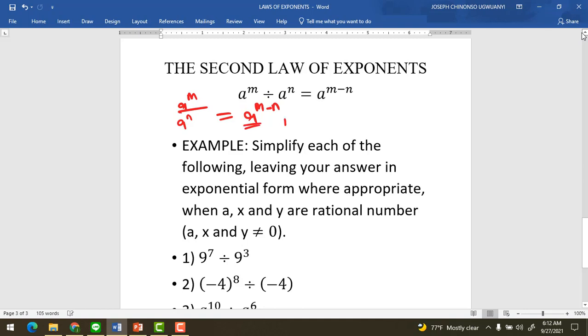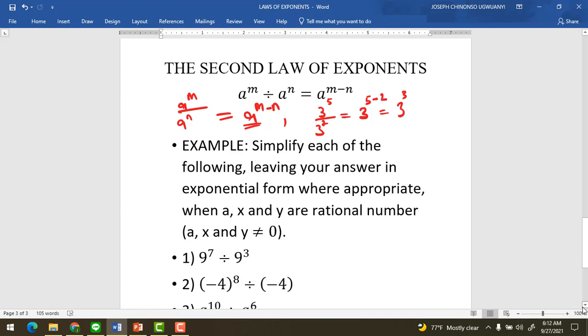So if we have 3 exponent 5 divided by 3 exponent 2, it means that this is equal to 3 exponent 5 minus 2. And this is equal to 3 exponent 3. That is just it. So we go down to take an example.